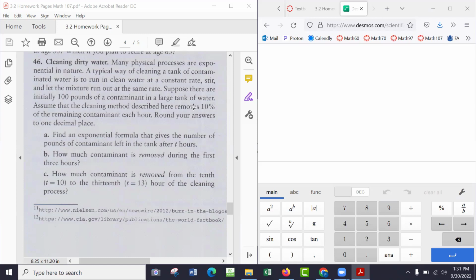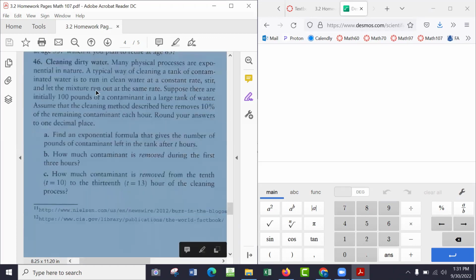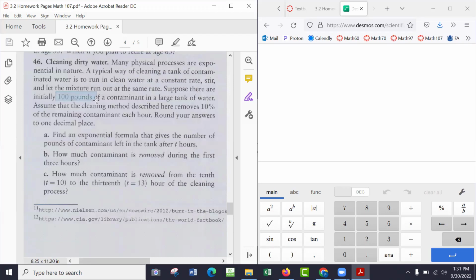every hour, right? So find an exponential formula that gives the number of pounds of contaminant left in the tank after 10 hours. So it says that assume that the cleaning method described here removes 10% of the remaining contaminant each hour. And there's initially 100 pounds. So we start with 100 pounds.